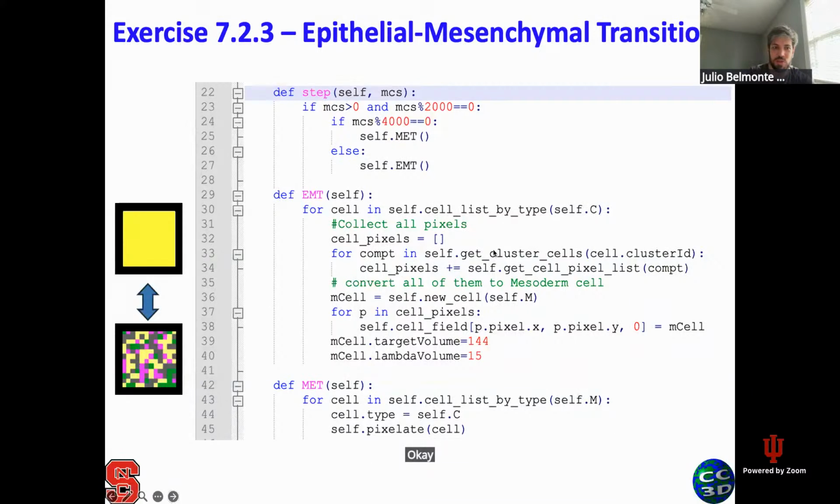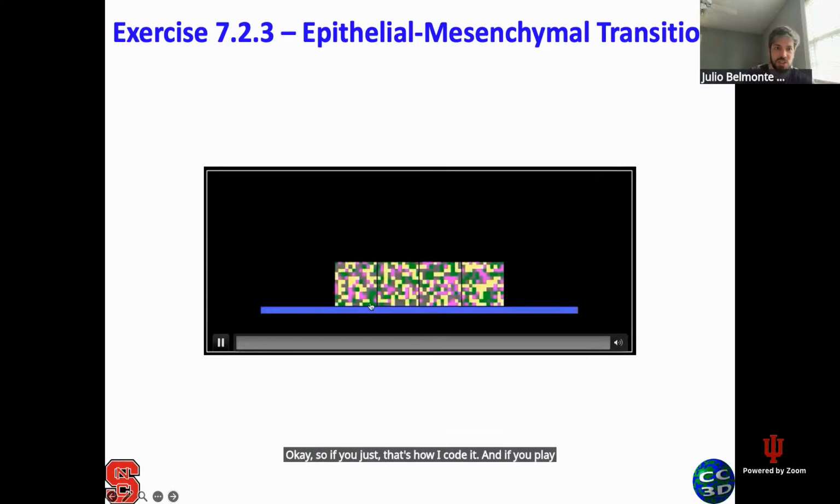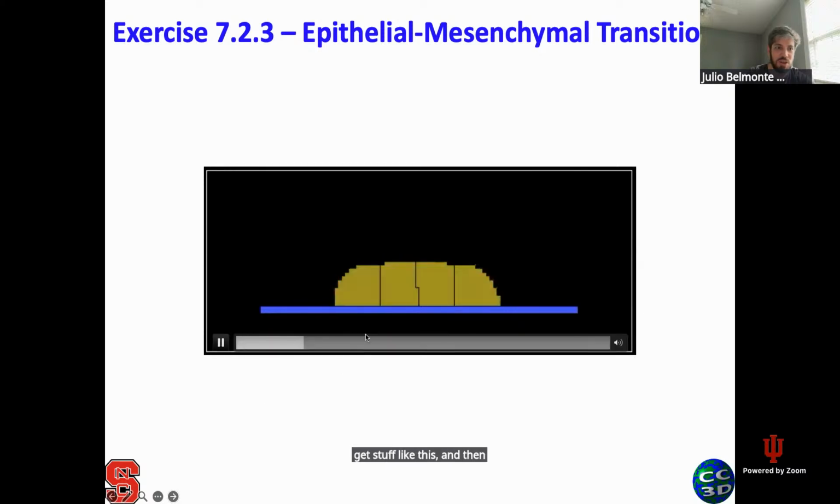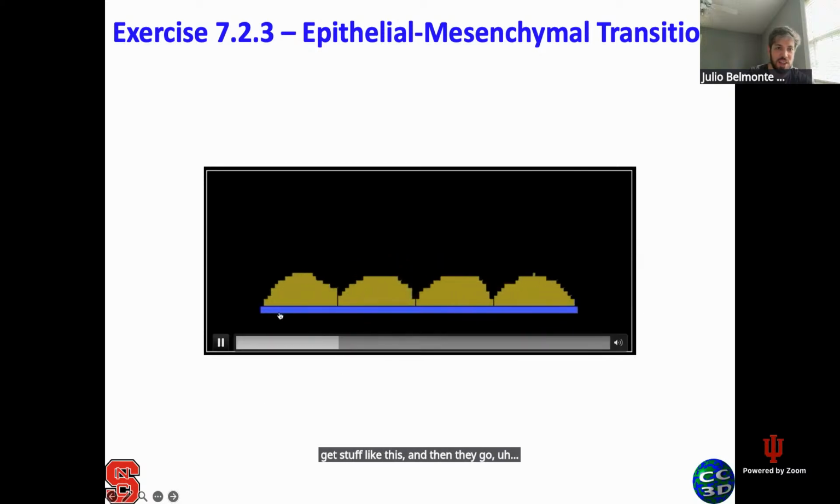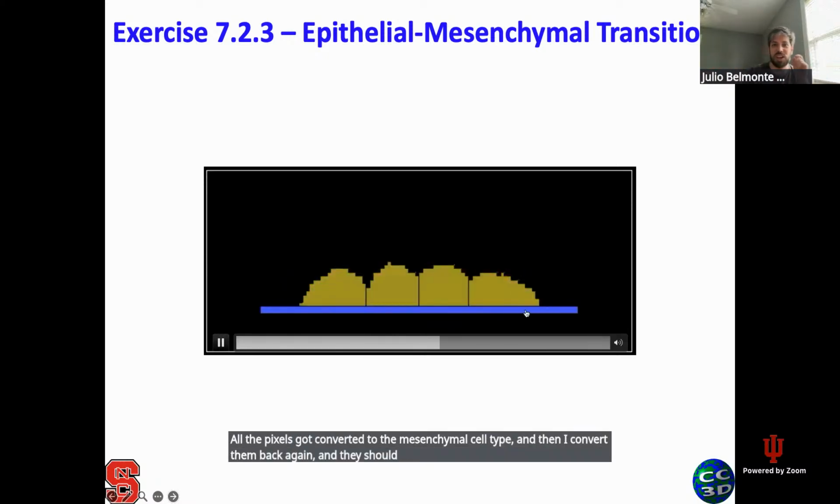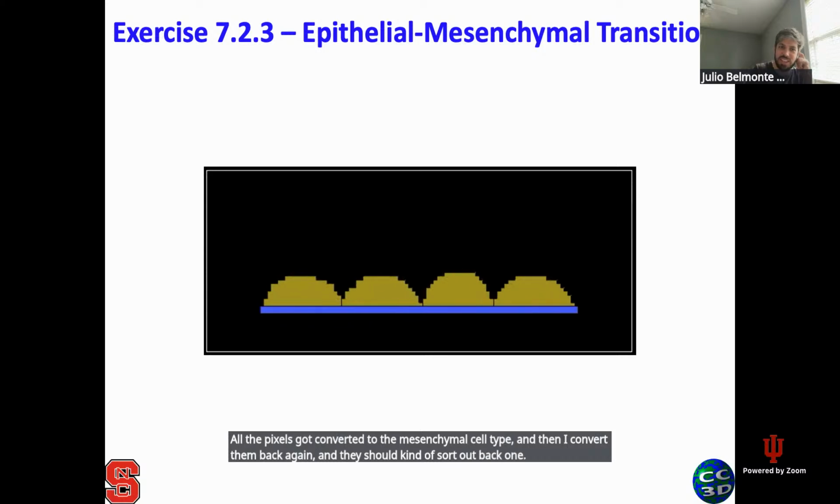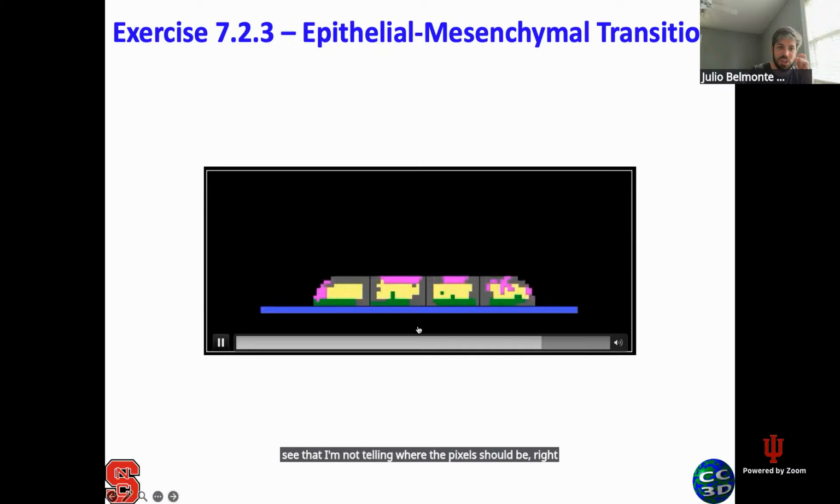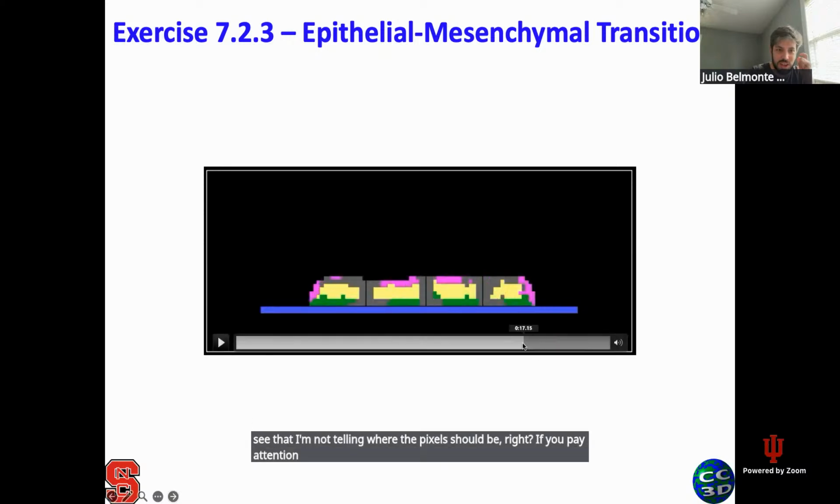Okay, that's how I code it. And if you play this simulation, you should get something like this. And then they go, all the pixels get converted to the mesenchymal cell type, and then I convert them back again, and they should sort out back. And see that I'm not telling where the pixels should be, right? If you pay attention.